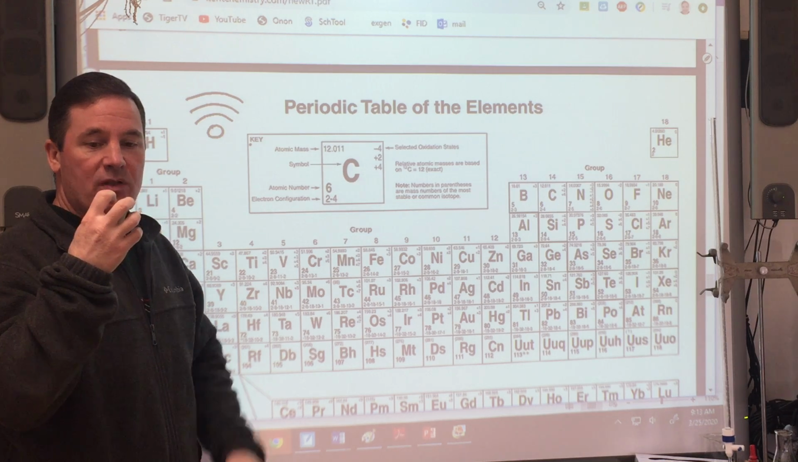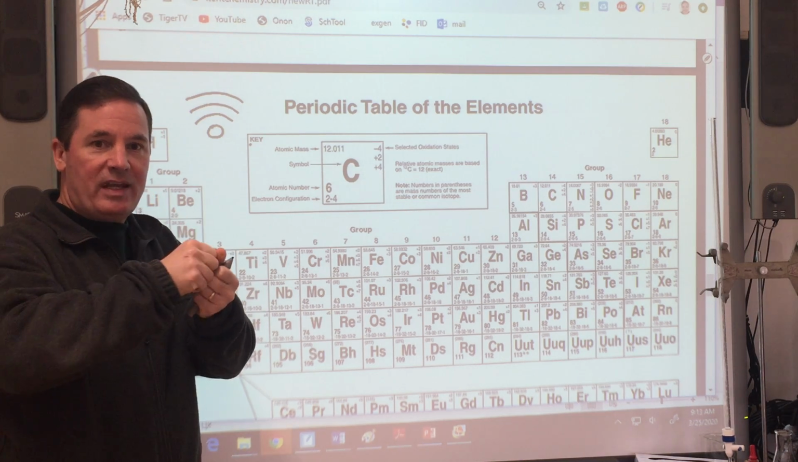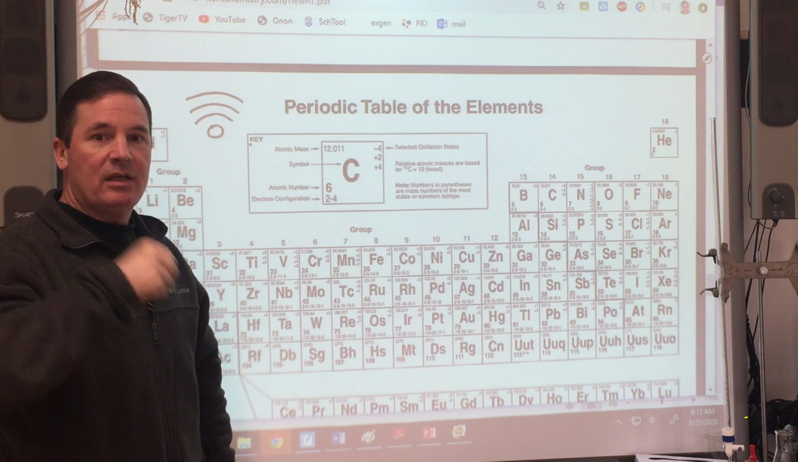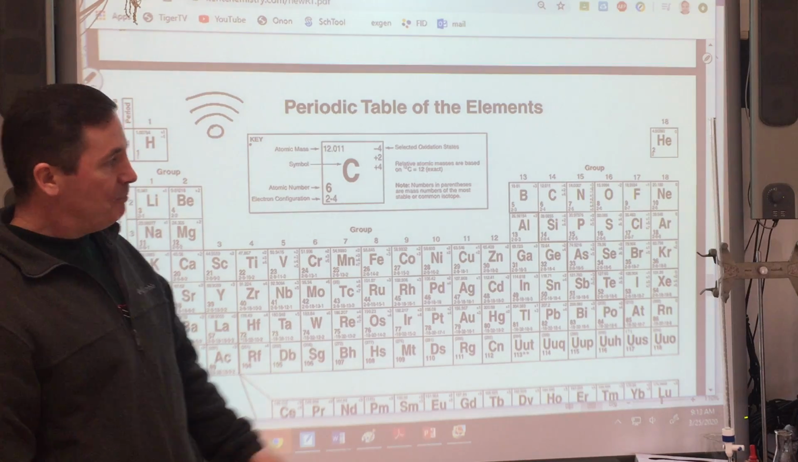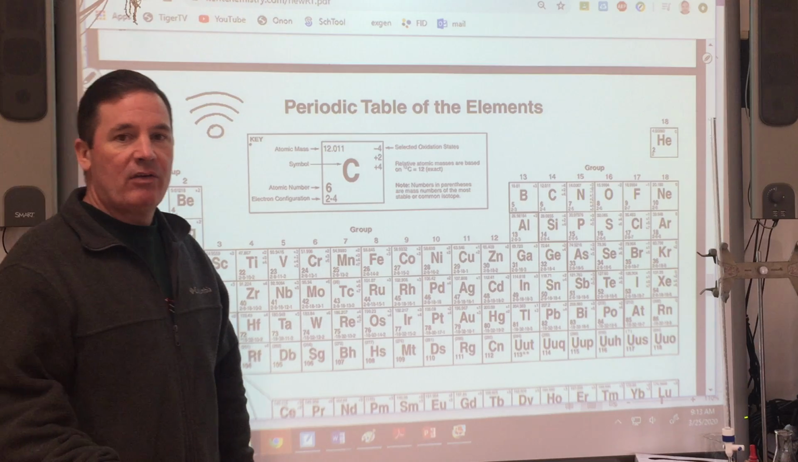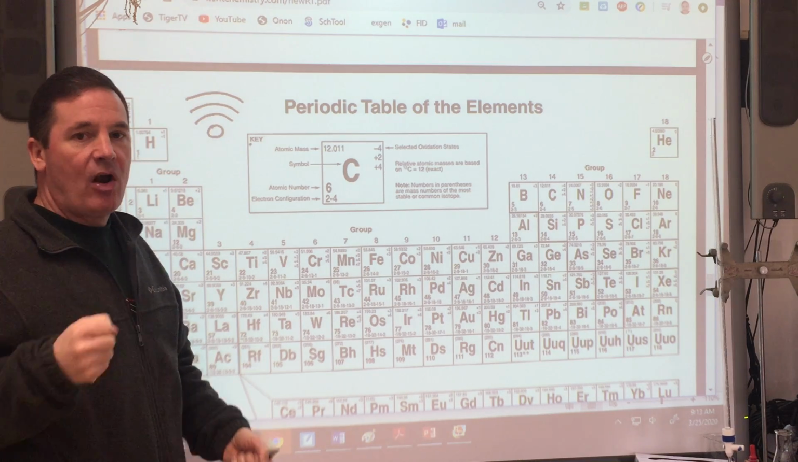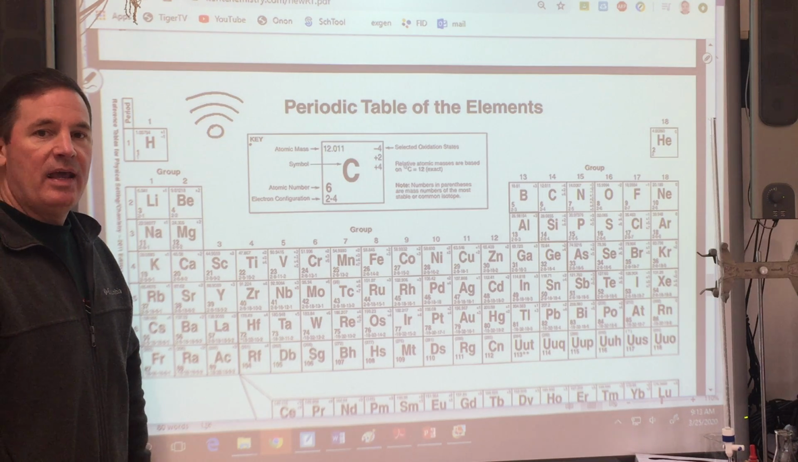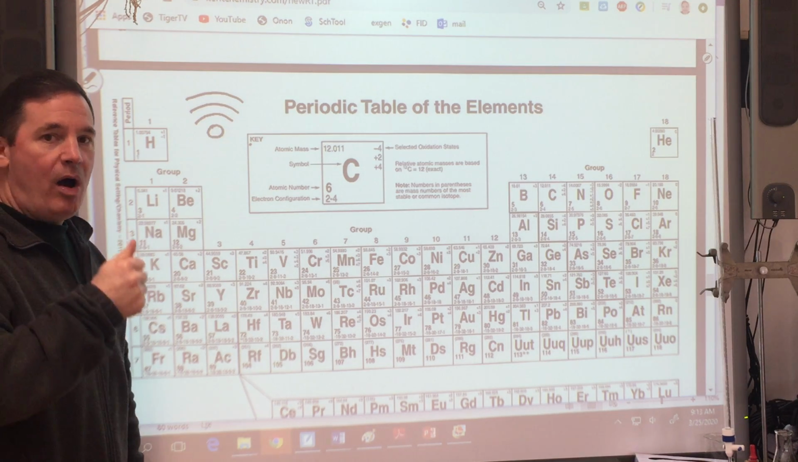That means since those electrons are closer to the nucleus, it's harder to pull them off of fluorine compared to almost anything else. The exception here is the noble gases. Those are very stable and very hard to pull off. So from left to right, ionization energy and electronegativities go up.